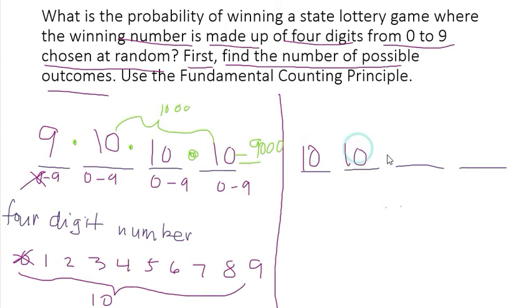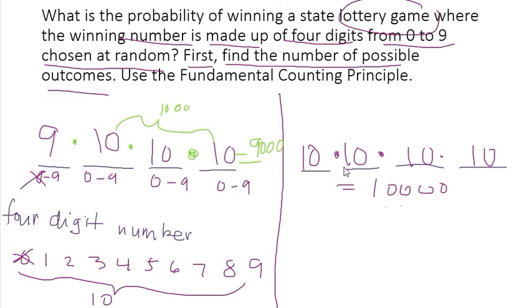So 10 times 10 times 10 times 10. And then multiply them using the fundamental counting principle. This will give us 10,000 possible outcomes. Okay? So here, it does not mention that it's a 4-digit number. This is just about a lottery game. So meaning to say, 0 can be included here.